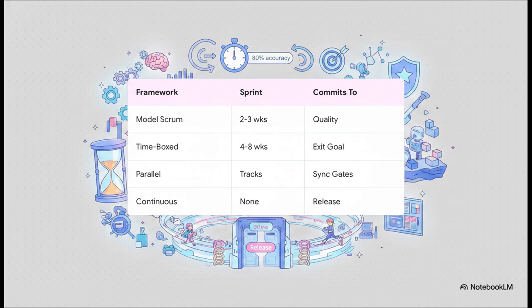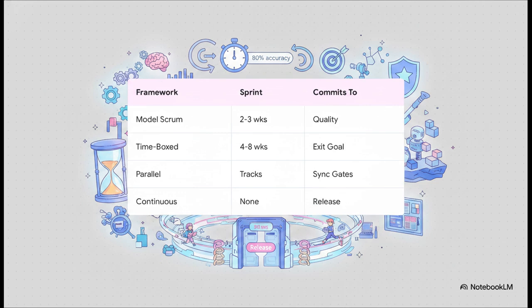Second is time-boxed exploration. This replaces sprints entirely with 4 to 8 week phases. Why so long? Because AI teams need a runway. You commit to exploring an approach and hitting specific exit criteria, which gives the team the necessary breathing room to actually experiment without the suffocating pressure of an artificial 2-week deadline.